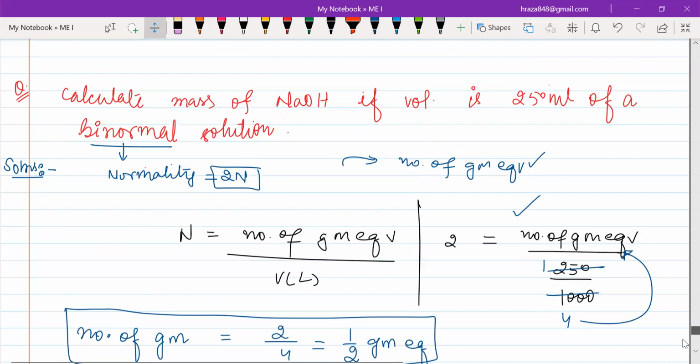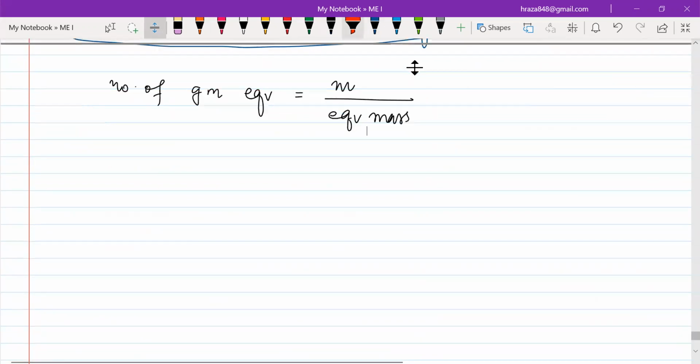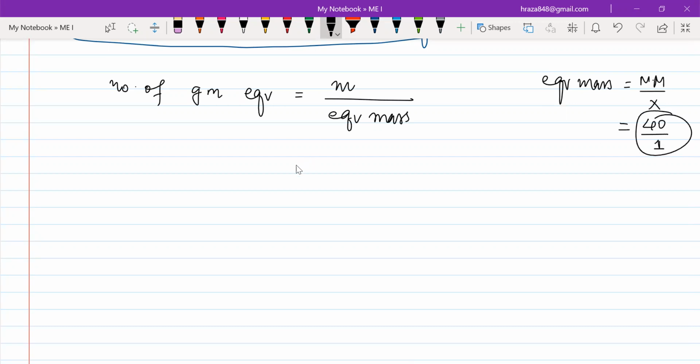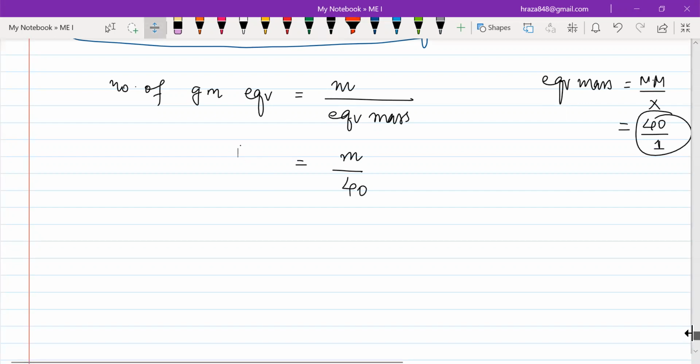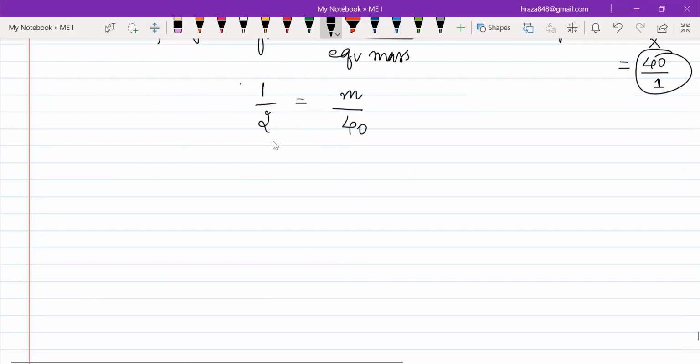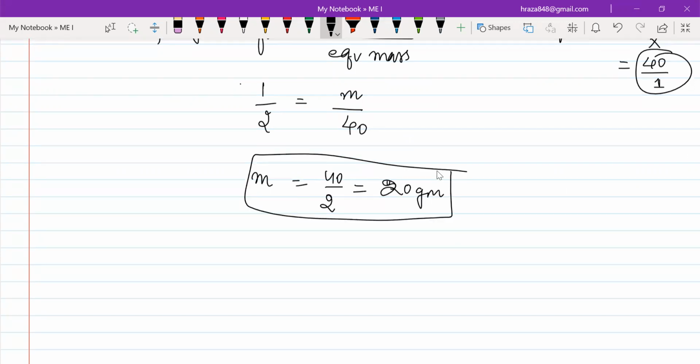Yes, NaOH is given. So you can easily calculate the equivalent mass of NaOH, that is molar mass upon X, and molar mass of NaOH is 40, and the valence factor is 1. So you can see M upon 40 it will be. And here, what is the gram equivalent? 1 by 2. So mass is 20 gram. Mass is 20 gram, not 5 gram. Mass is 20. This is how you will do it.